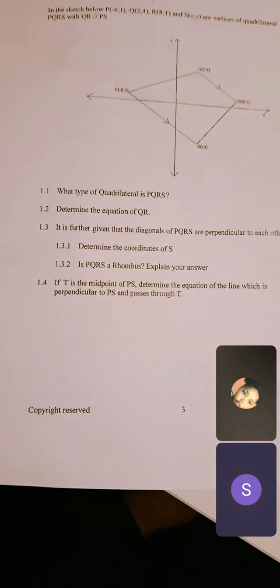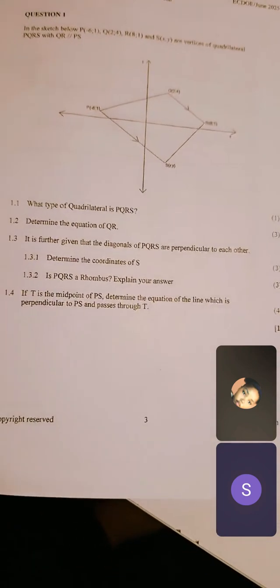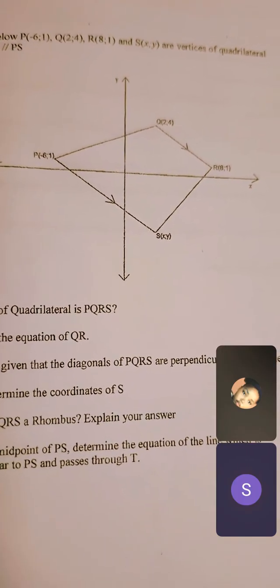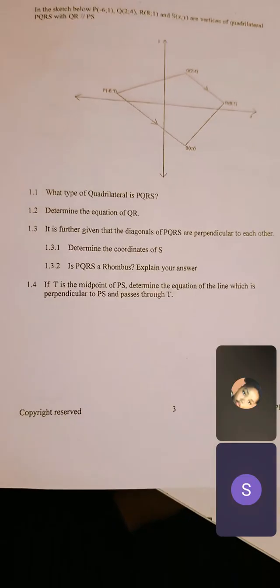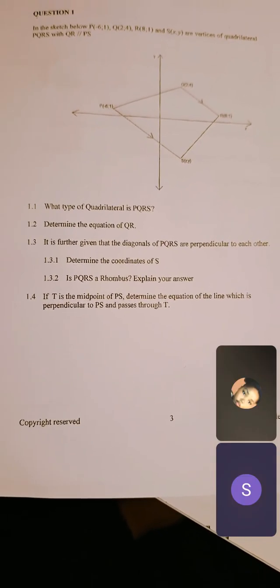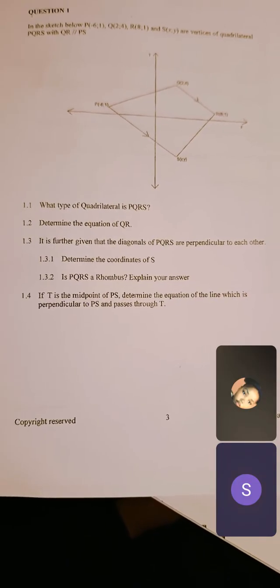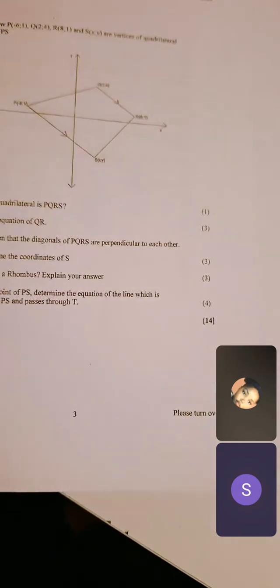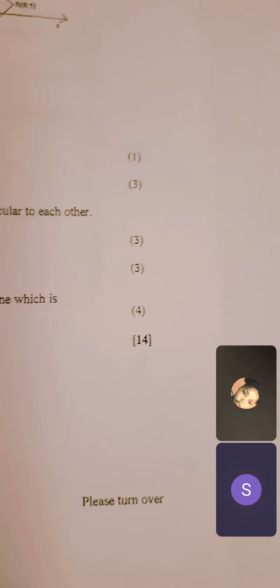1.3.2, you're asking, is PQRS a rhombus? Explain your answer. Now this is interesting. Is PQRS a rhombus? No, sir, it's not a rhombus. Whoa, how come? Look at these three marks.